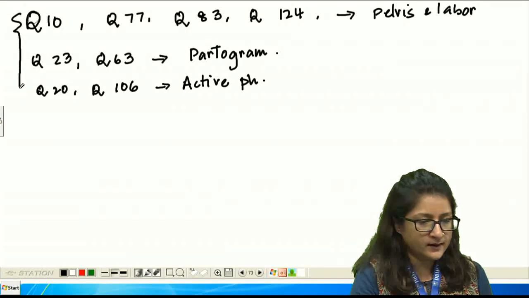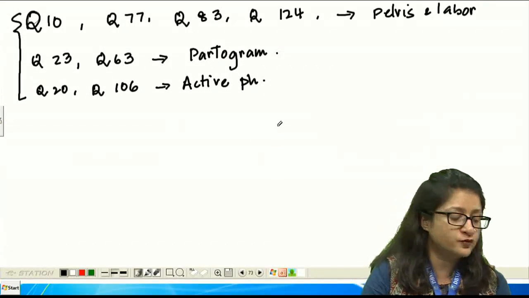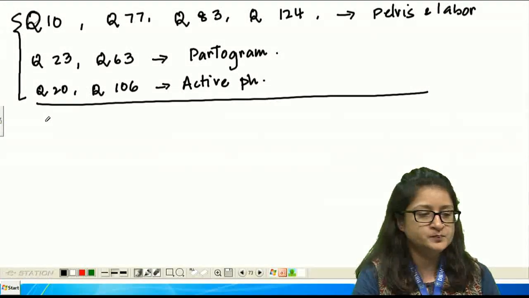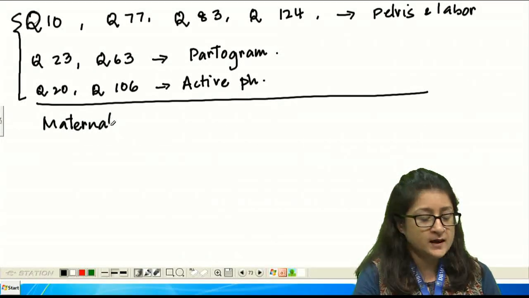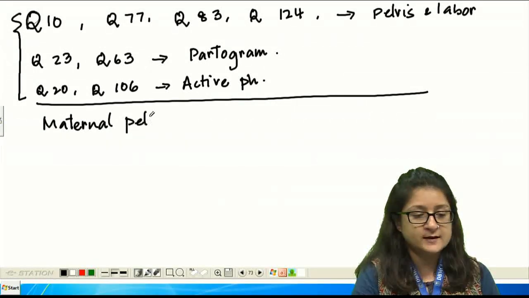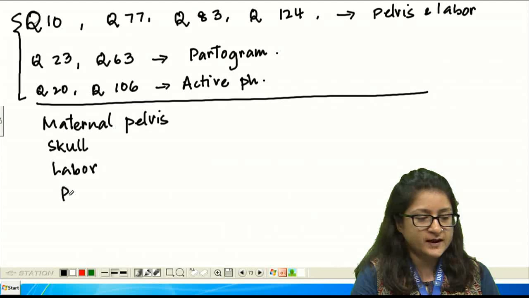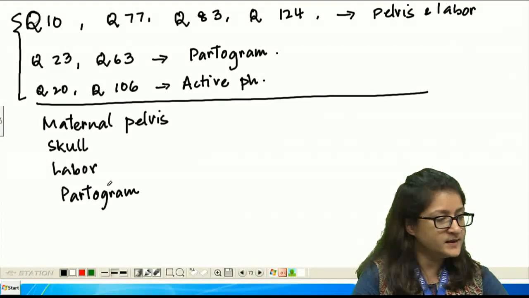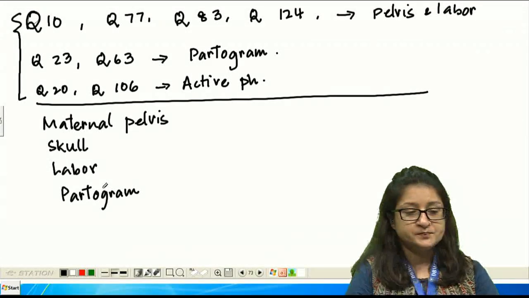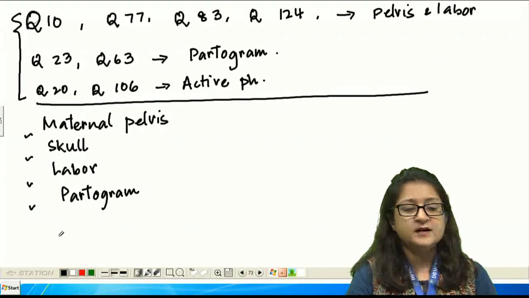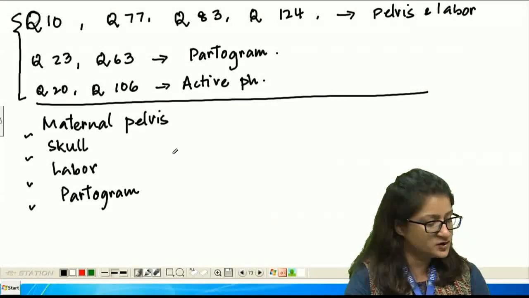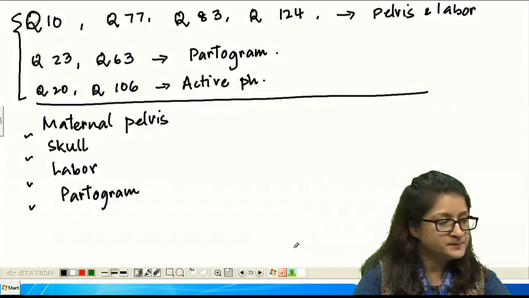So these are the next questions that I am focusing on discussing, and to be able to answer these questions, I want to discuss with you in detail the maternal pelvis, the skull, and we'll talk about the labor, and after that we'll talk about the partogram. Right? So this is what we are going to talk about. All right, so let us proceed with our discussion first, and then we can come back and do these individual questions one by one.